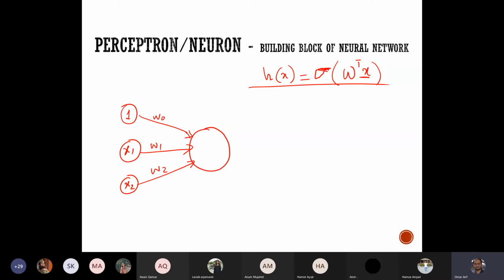So basically w0 will be multiplied by 1, w1 will be multiplied by x1, w2 will be multiplied by x2. And finally, this part here, which I'm going to call the neuron or perceptron, is going to take the sum of these values. So basically what it is going to do is compute w0 times x0 plus w1 x1 plus w2 x2. So it is going to take this sum.